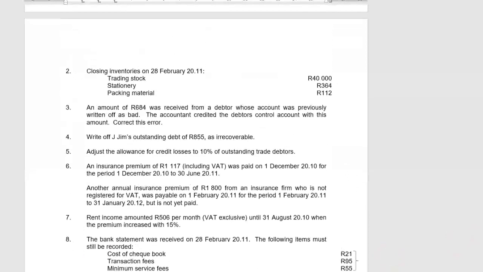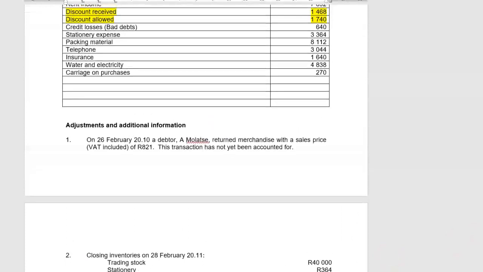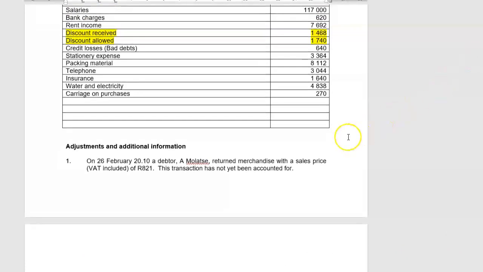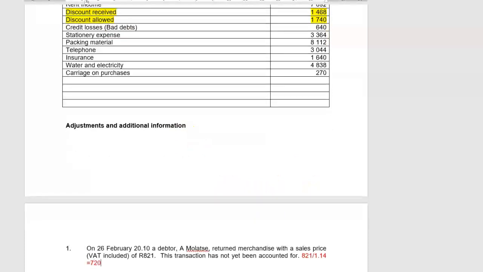Good, so let's start with our adjustment entries one by one, and we have to take note of the trade receivables and trade payables in our statement of financial position as well, because we have to account for that. On 26 February 2010, a debtor, Aimulazzi, returned merchandise with a sales price, VAT inclusive, of 821 Rand. This transaction has not yet been accounted for. If we take the 821 Rand and take out the VAT, the VAT exclusive amount is 720 Rand. So what is going to be our accounting entry?